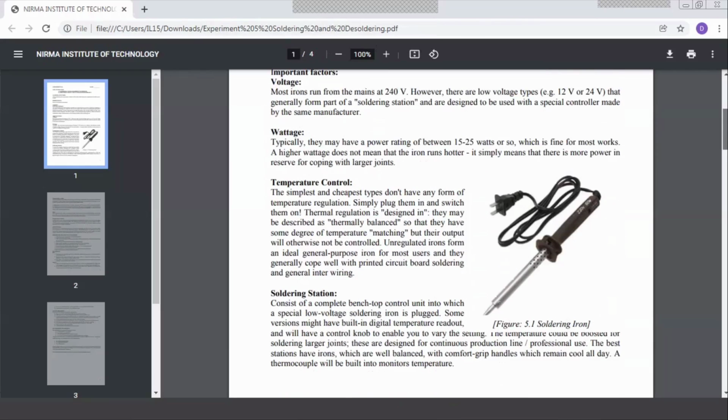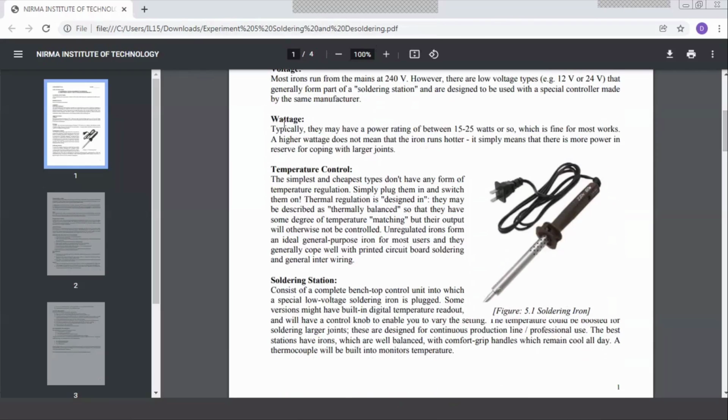Another factor is wattage, meaning the power consumption. Typically they may have a power rating between 15 to 25 watts. The normal soldering iron that we use has a rating of 15 to 25 watts or so, which is fine for most of the work. But higher wattage irons are also available, and that doesn't mean it runs hotter. It simply means that there is more power in reserve for coping with large joints, right?